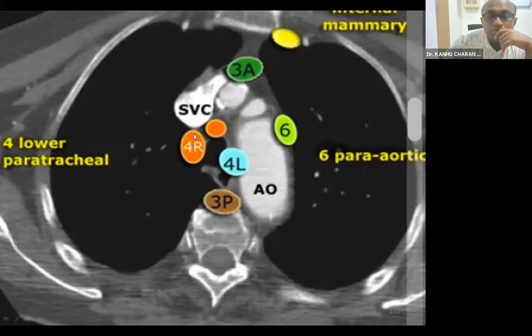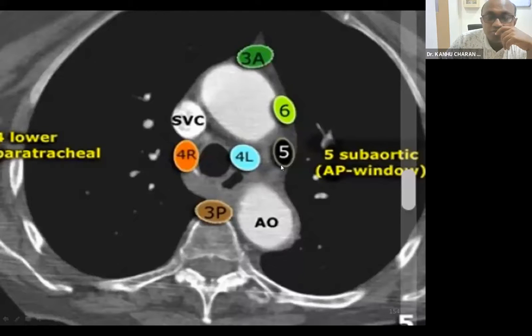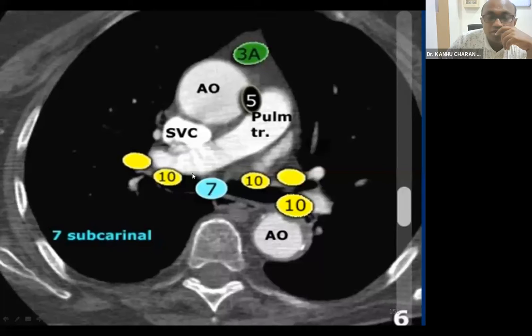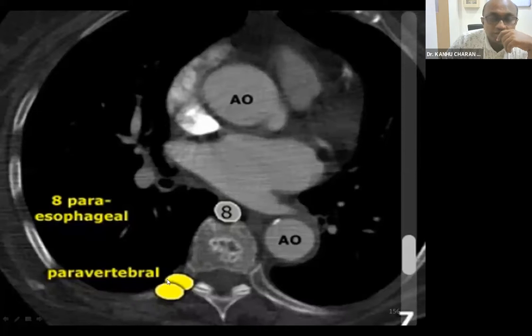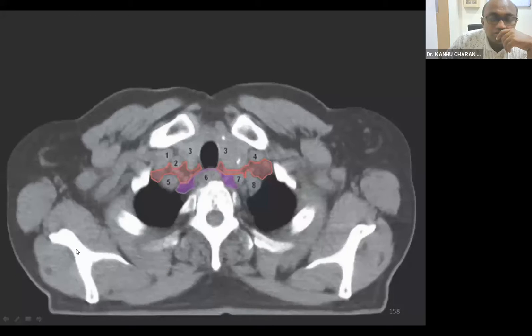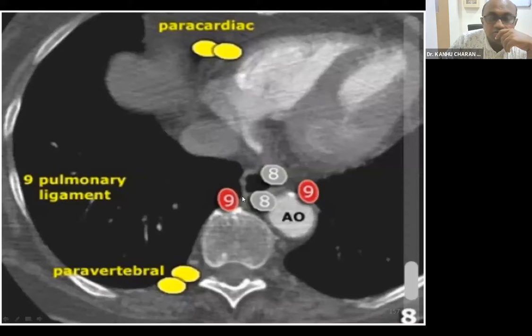This is the 4, the lower paratracheal. 6, the para-aortic. Internal mammary is not included in this area. 6 is the para-aortic. Then 7 is the carinal, subcarinal group of lymph nodes. 10th to 14th is the hilar group of lymph nodes. This is the paravertebral group of lymph nodes. So this is the pulmonary ligament group of lymph nodes.